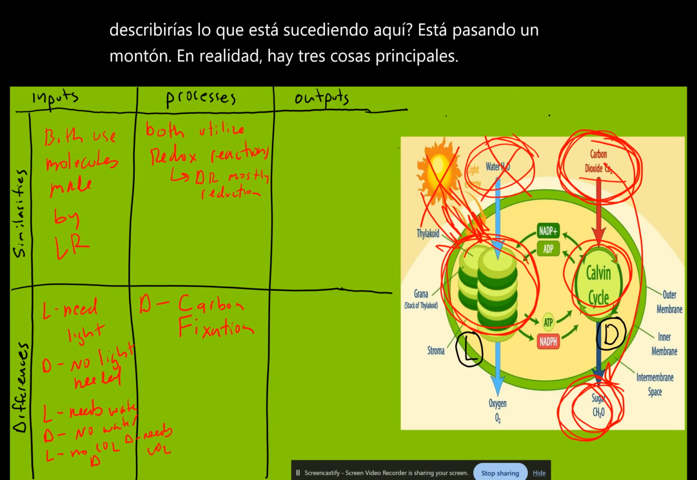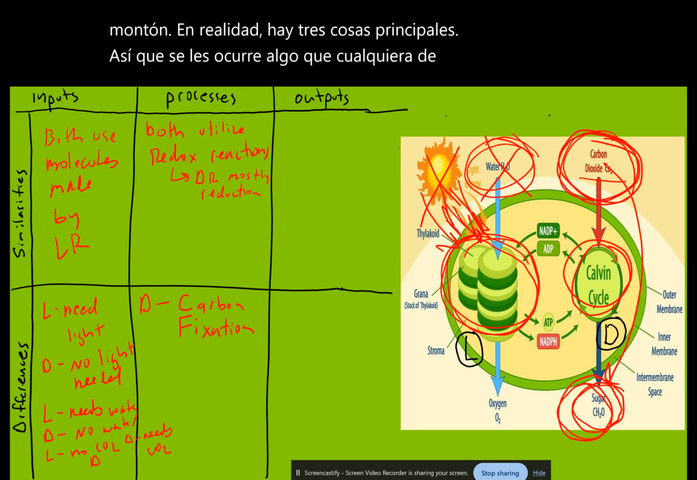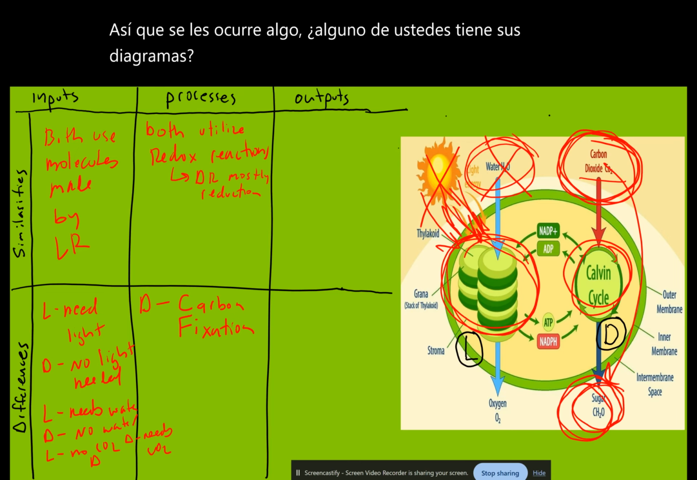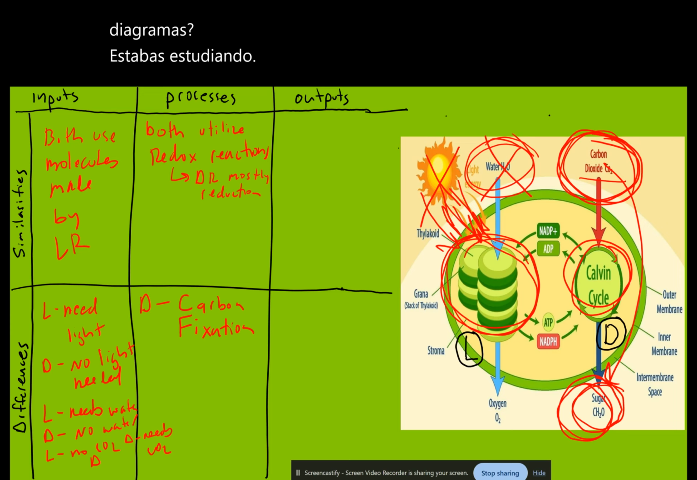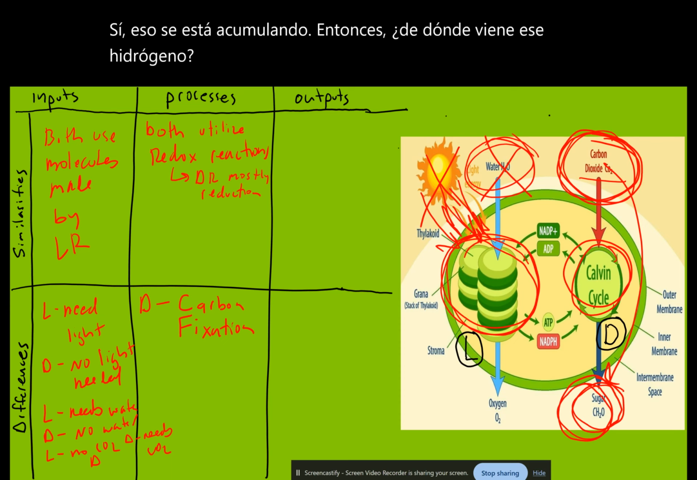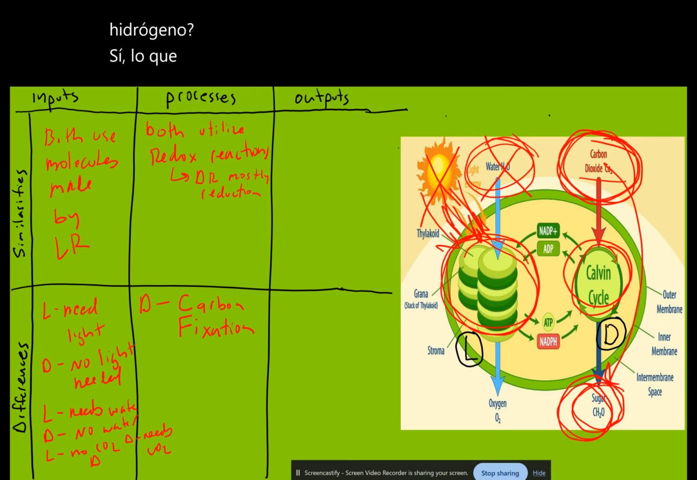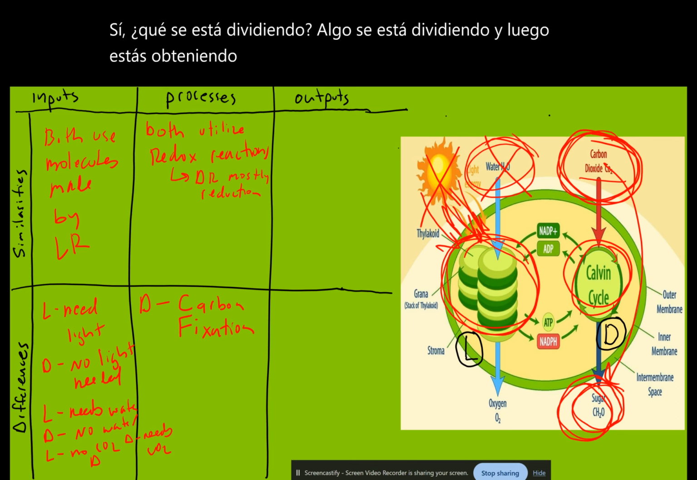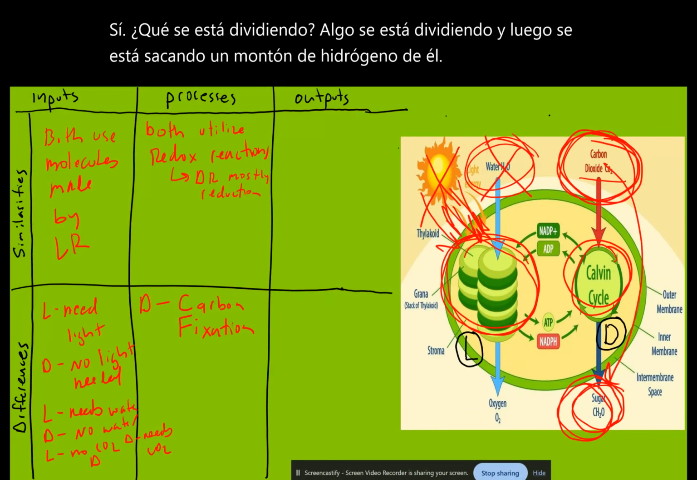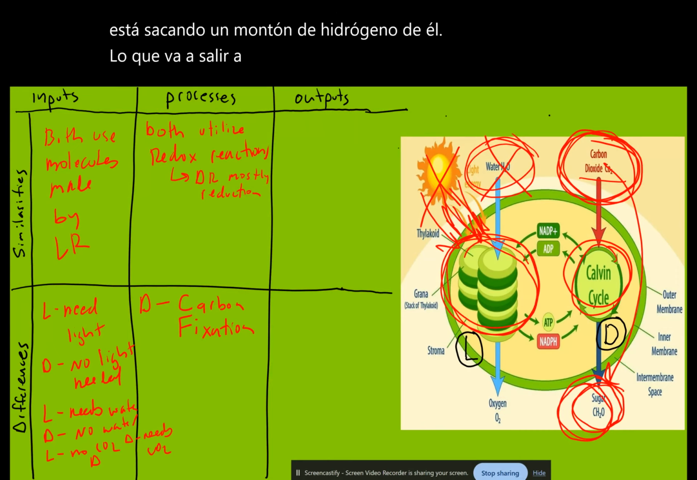So, you guys come up with something? Either of you have your diagrams? Oh, you were studying it. Yeah, that's building up. So where's that hydrogen coming from? Well, what's getting split? Something's getting split, and then you're getting a whole bunch of hydrogen out of it. What's going into the light reaction? That's good. All right. Let's come back in 5, 4, 3.